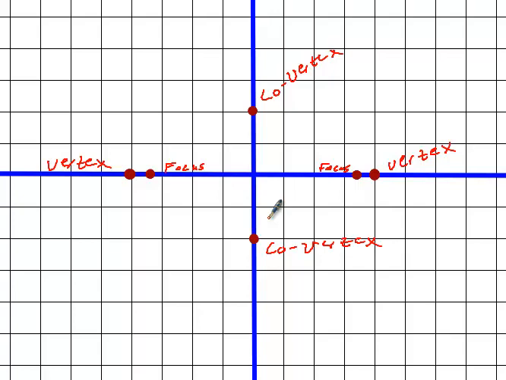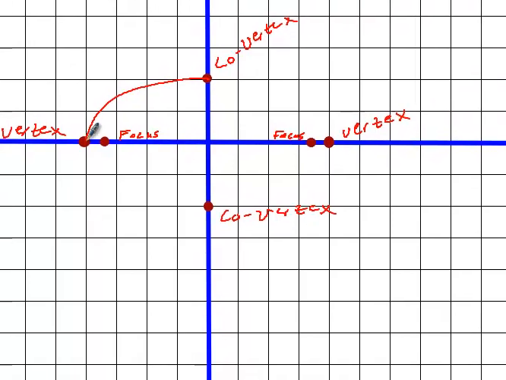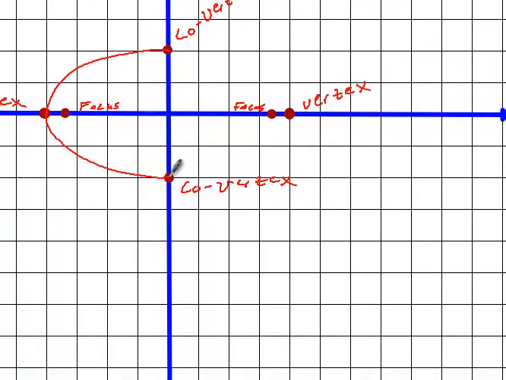Which 4? The 4, so it's the vertices and the co-vertices, right? So I go from co-vertex to vertex to co-vertex to vertex. That's really more bullet-shaped. And then to vertex. Everybody okay? Yes, no, maybe?